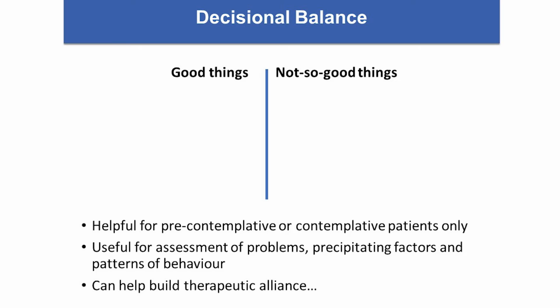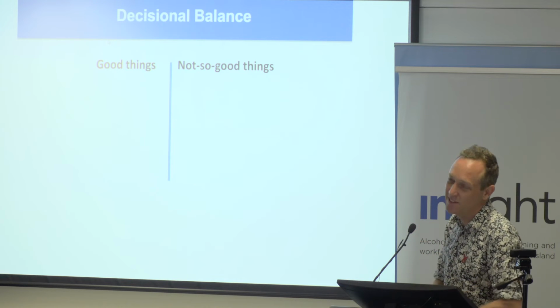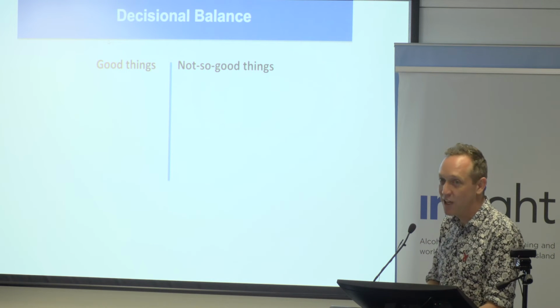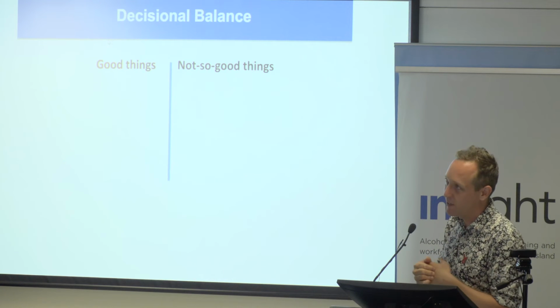A decisional balance tool is another way that we can find out what somebody's stage is. The good old, what are the good things about drinking or substance use for you? And you'll find if they've spent half an hour extolling the virtues of all their substance use and how wonderful it is, and then you get to the not so good things and they say, well, it's expensive and I'm a bit tired afterwards, you know that they're very much probably in the pre-contemplative phase.